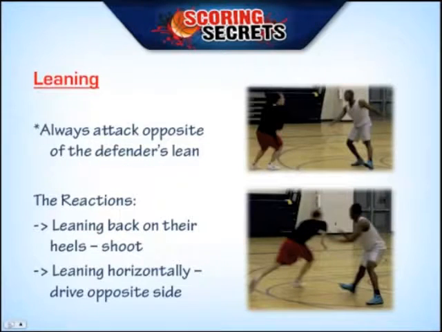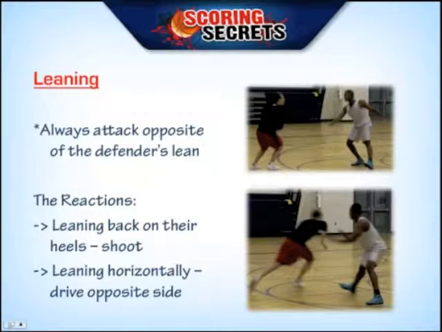Second, they're going to lean. You can make them lean with various jab steps. You can make them lean forwards for the ball. You can make them lean to one side with jab steps, and it all comes down to where you position your body and how they perceive you attacking. If they perceive you're attacking one side, they're going to lean to try to cover that angle. And you're always going to attack the opposite of the defender's lean. So you're going to go opposite the lean.